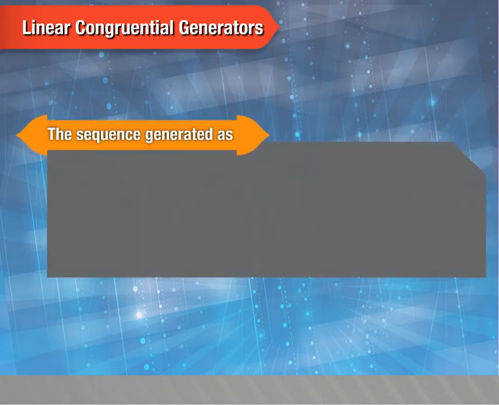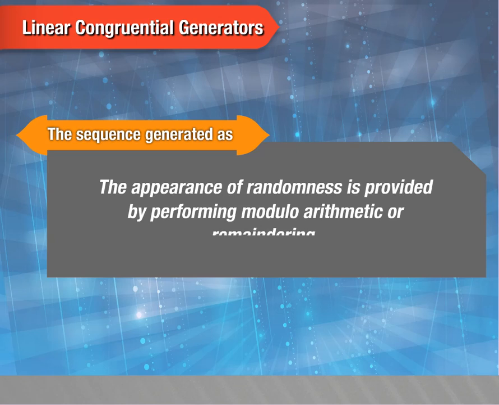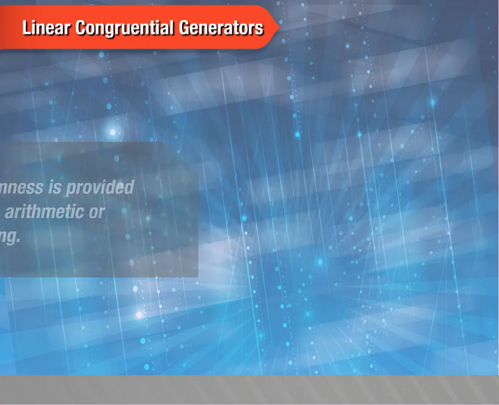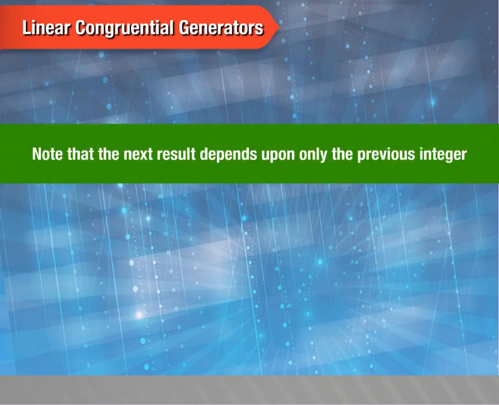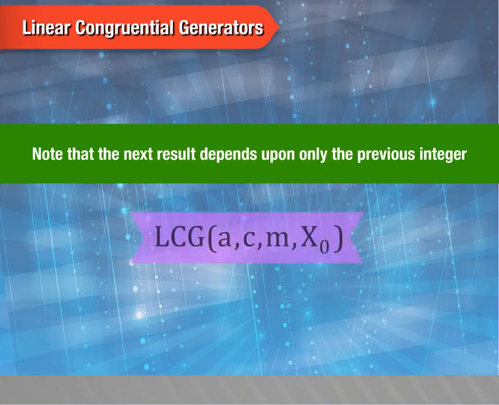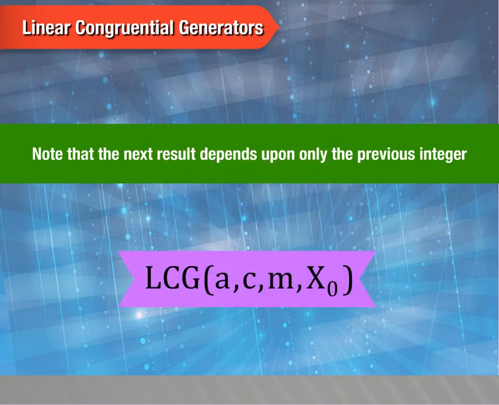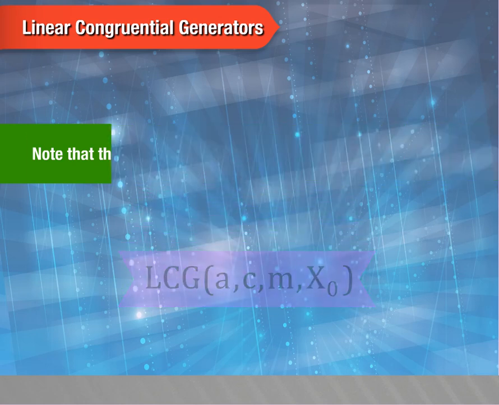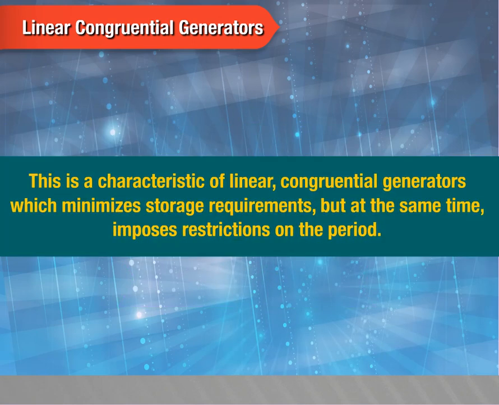The sequence generated has the appearance of randomness, which is provided by performing modulo arithmetic, or remaindering. Note that the next result depends upon only the previous integer, LCG of A, C, M, X0. This is a characteristic of linear congruential generators which minimizes storage requirements but at the same time imposes restrictions on the period.